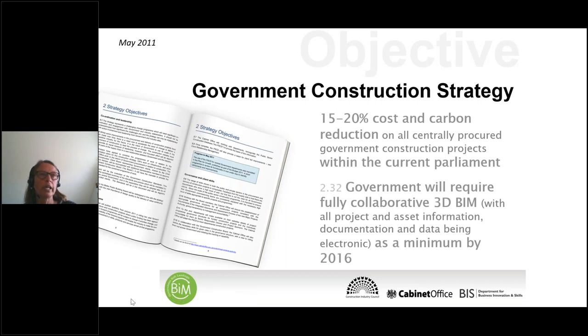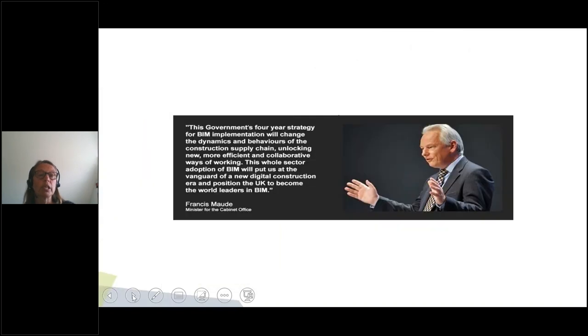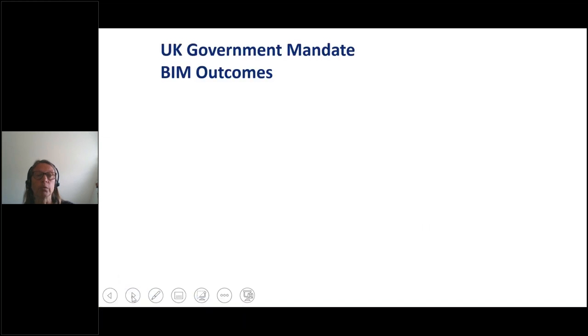And yet, in the background, we'd already got the BS 1192:2007 being developed, with key author being Mervyn Richards, and coming out of that, a lot of conversations about what's going on with the government, with the construction industry and the built environment, and how we really needed to improve on this. So a government construction strategy came out in May 2011, looking at, for instance, 15-20% cost and carbon reduction for all centrally procured government construction projects, but also talking about this fully collaborative 3D BIM. That was being really pushed by Francis Maude, so we'd really got the attention of Cabinet Office, and then that being driven forward with the setup of the UK BIM Task Group.